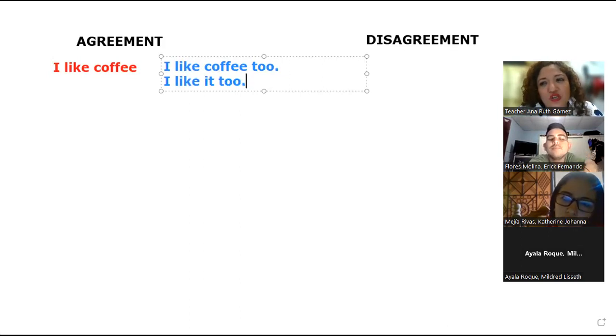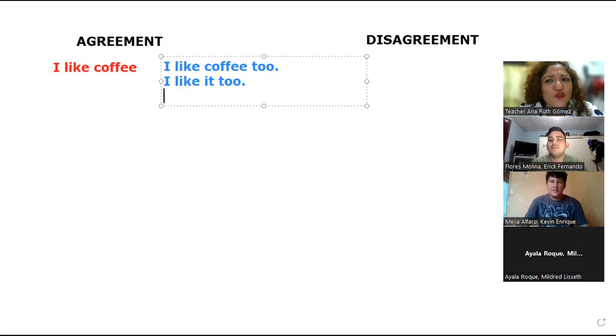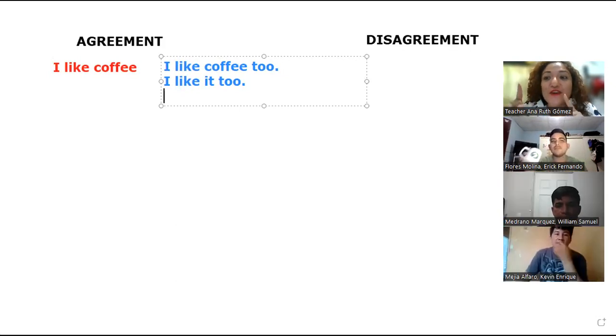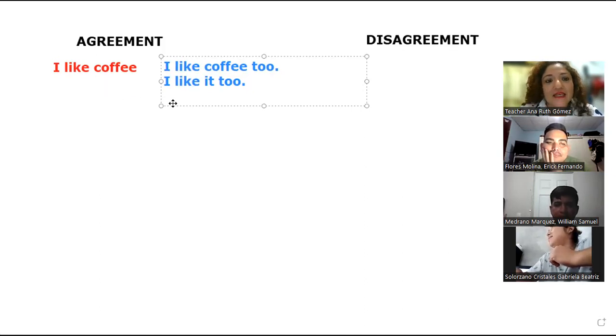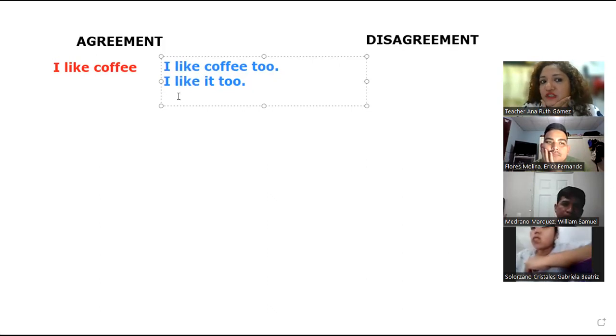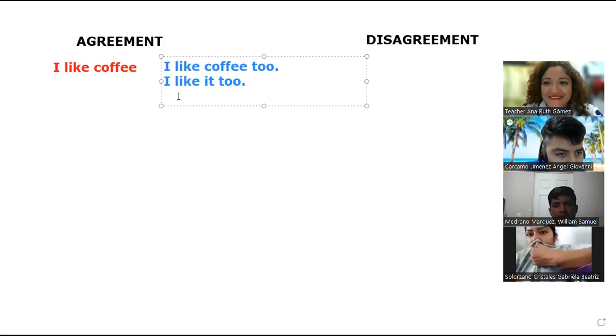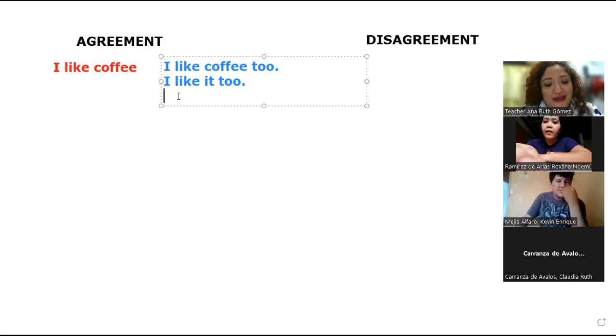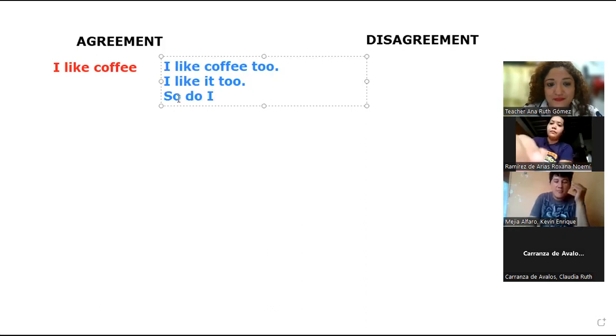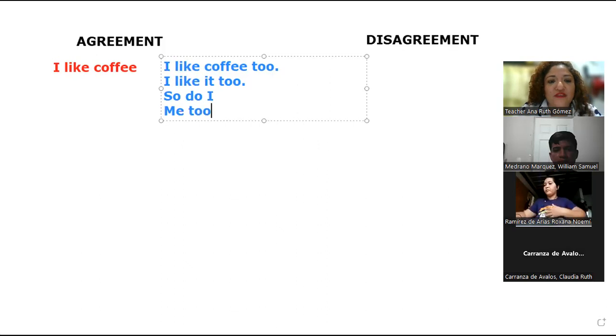You don't say coffee again. You substitute coffee with an object pronoun. Another one? So am I. So do I. So am I or so do I. Okay. Here you have to be careful, because it depends on the sentence that you have at the beginning. Depends on the sentence and the tense, that is the agreement you're going to use. In this case, so am I is not possible, because you have like. And yes, for simple present, so do I. Or which is the easiest? Me too. Me too. Very good. So these are four possibilities to agree.